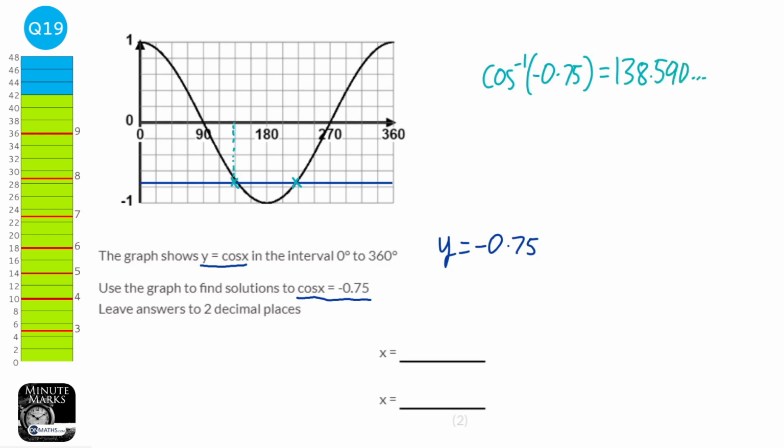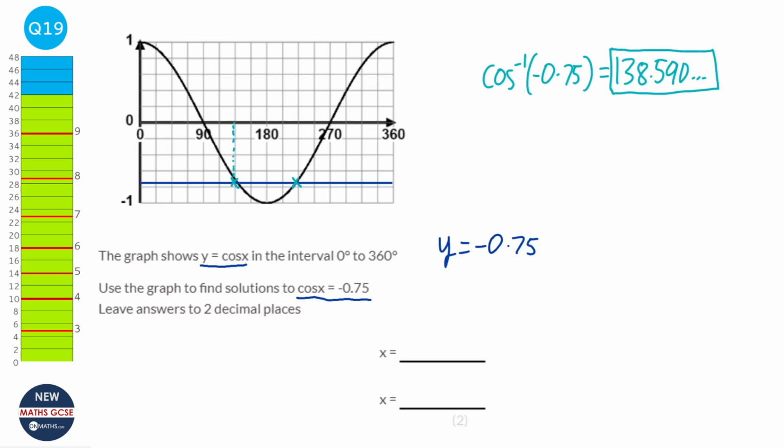138.590 and so on. Now the problem with calculators is they will only ever give us the first solution, so this solution here. They can't give us all the solutions because there are infinite solutions, because this graph is going to go on forever waving up and down, crossing that line which we've drawn in blue on the graph. So it gives us the first one. The calculator will always give us the first solution, but we can use symmetry to find the next solution.